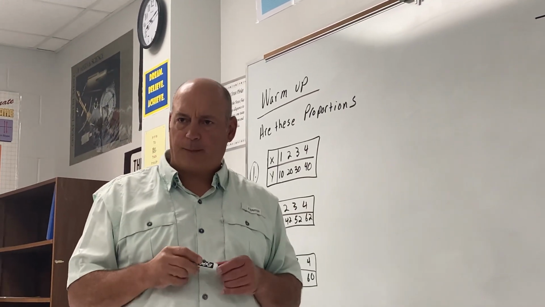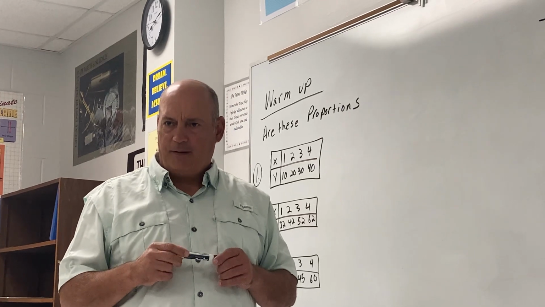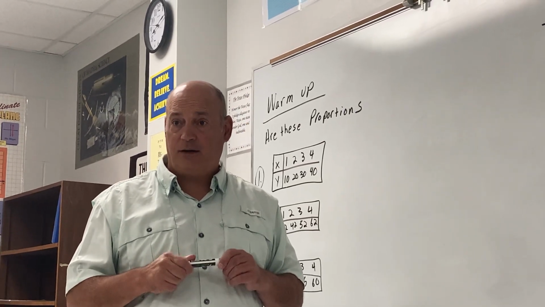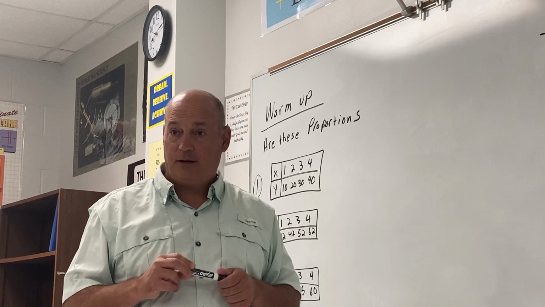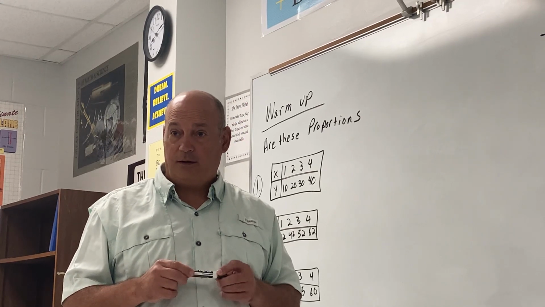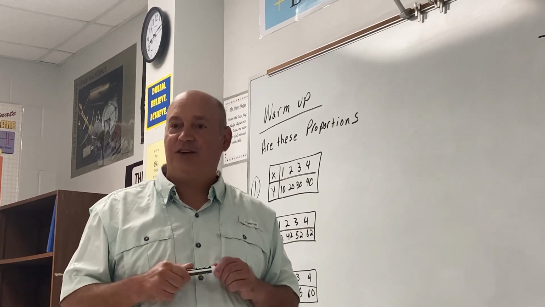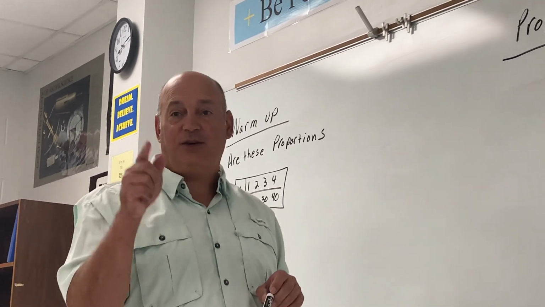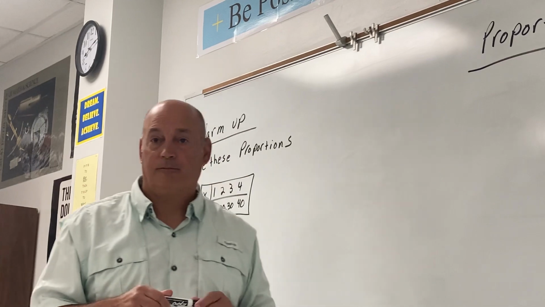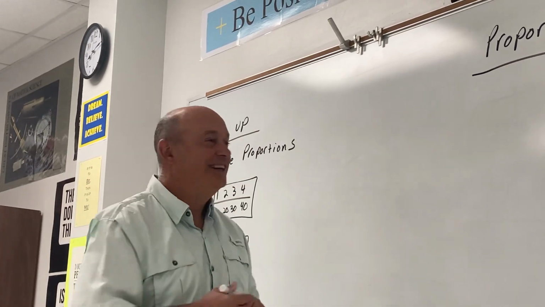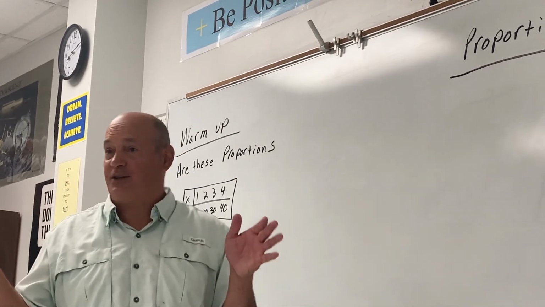Usually if you graph a proportion, it goes in a straight line up, or a straight line down. And it always goes through the origin. There you go. Nice. All right, y'all actually gave me a pretty good start to the notes.